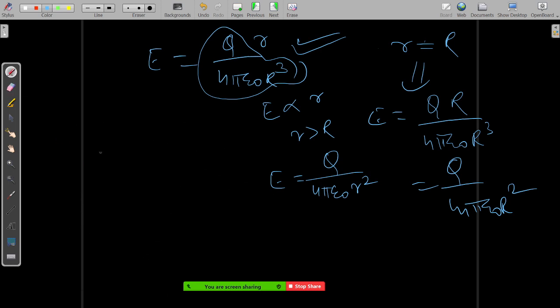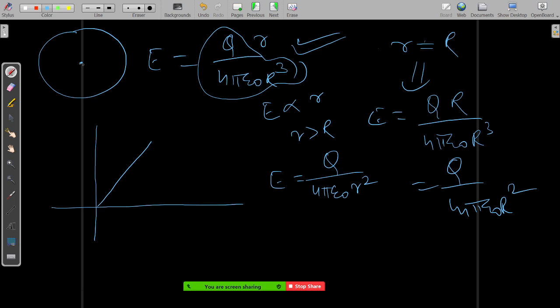The field increases in the beginning, like a straight line. The field at the center will be symmetrically zero, or it is basically undefined actually. So just forget about that. The field starts increasing when you go away from the center. It will be maximum at the surface. When you go outside, the field is going to decrease. As far as you go away from the sphere, the field will be lesser.